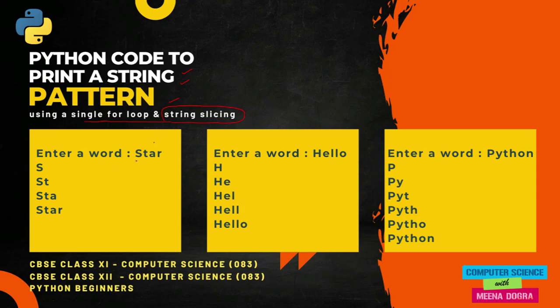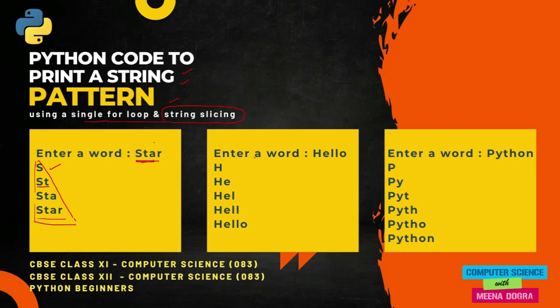You are asking the user to enter a word, and then you have to design this sort of pattern where the pattern will start with the very first letter of the word, like S over here, first letter. Then in the next line you will have the first and second letter. Then in the next line you will have the first, second and third letter as per the string. And in the last line you will have the whole string. So let's generalize this.